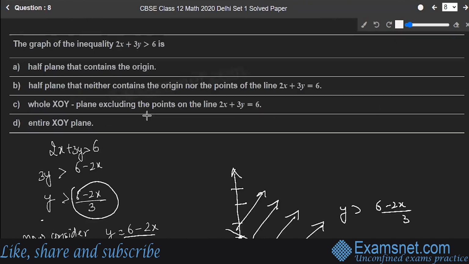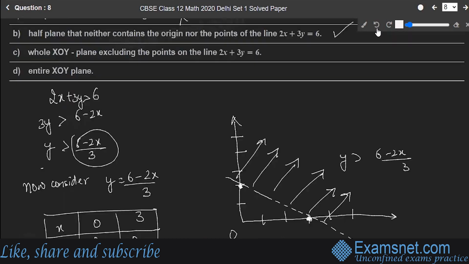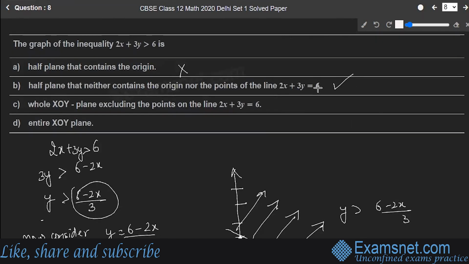Is it half the plane that contains the origin? No. Half the plane that neither contains the origin nor the points on the line? Yes, this is true. It's because this plane is not containing the origin, as well as this was the dotted line. Remember, this was your dotted line and this does not contain the points on the line either. So we got our answer. Option B is the correct one.